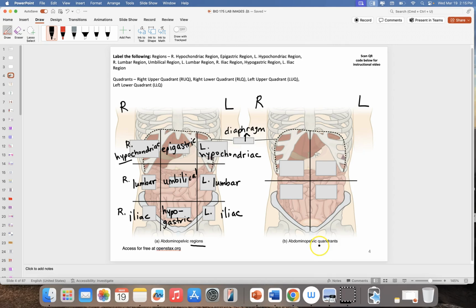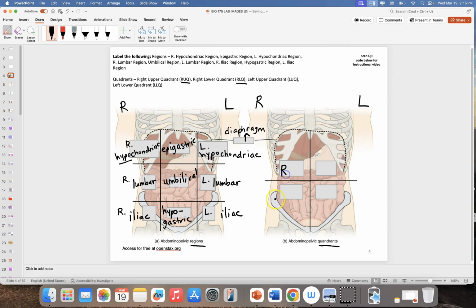Over here we have our quadrants. Again, we're going to have quadrants on the right side and the left side. And then we'll have quadrants that are upper and those that are lower. Now, these quadrants have abbreviations. Anytime you see an abbreviation or we use an abbreviation in class, it is acceptable for you to use. And I think it'll make it a whole lot easier to label using the abbreviations.